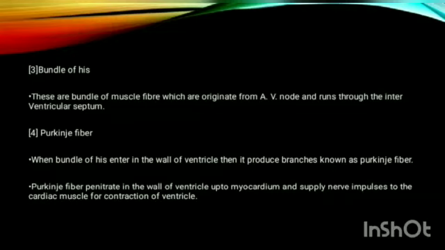Next, Purkinje fiber. When bundle of His enter in the wall of ventricle, then it produces branches known as Purkinje fiber. Purkinje fiber penetrate in the wall of ventricle up to myocardium and supply nerve impulses to the cardiac muscles for contraction of ventricle. In this way, electrophysiology of heart is described.